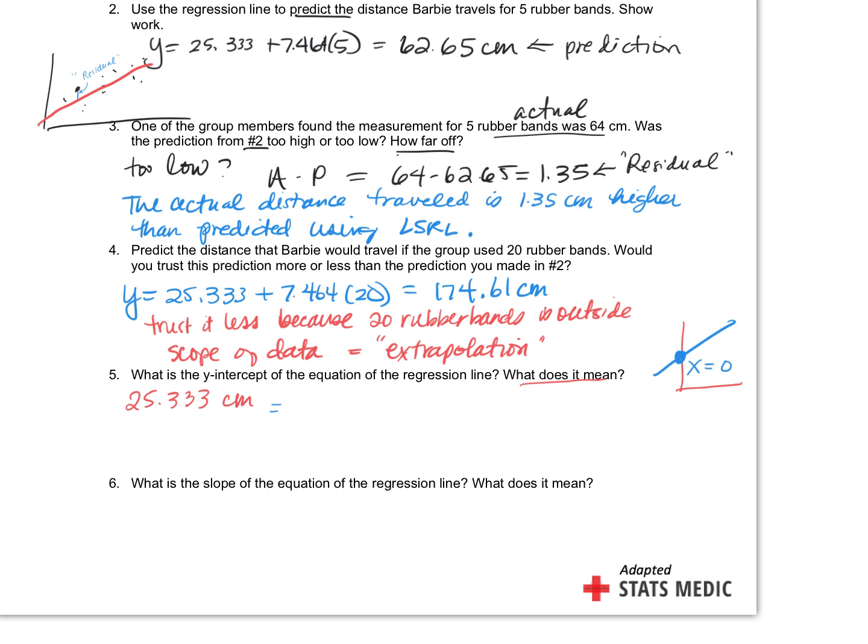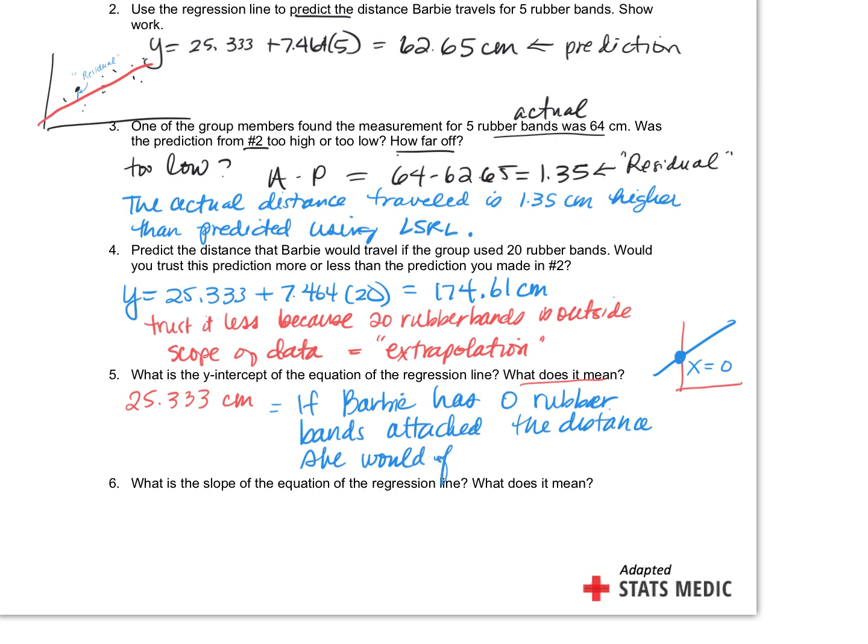So what does this mean? It means that if Barbie has 0 rubber bands attached, the distance she would fall is 25.333 centimeters. Basically her height, right? She would just faceplant. Let's go. Does that make logical sense?